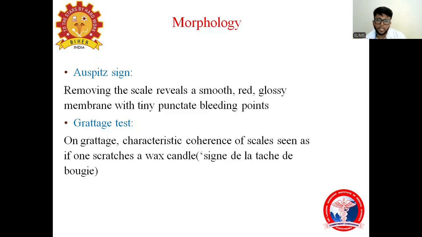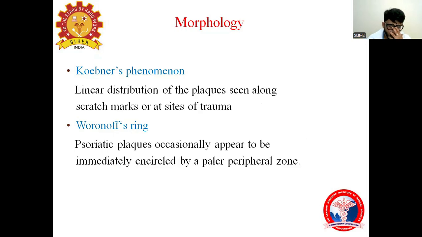Next is the candle grease sign. In this stage, on scratching, a characteristic coherence of scales is seen, as if one scratches a wax candle. Koebner's phenomenon is already explained: linear distribution of lesions is seen along scratch marks on the side of normal skin. Third is the Woronoff ring: a peripheral zone encircling the plaques, seen in treated psoriasis.